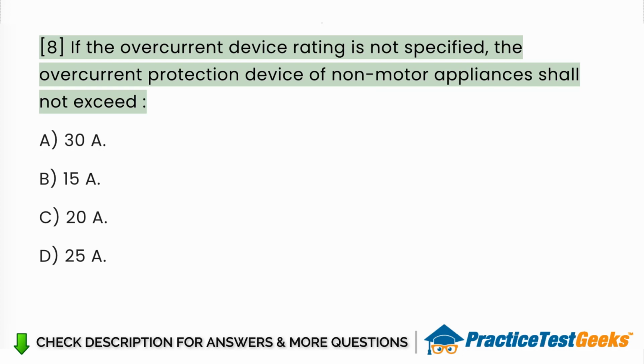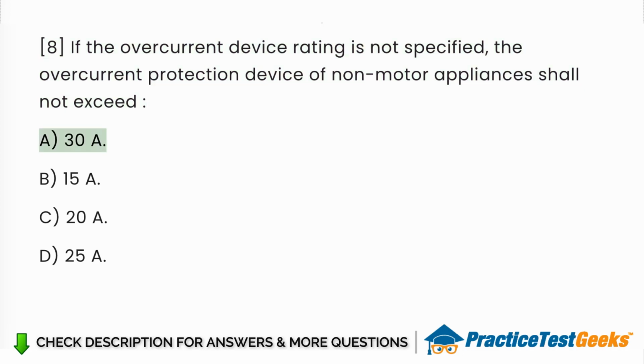If the overcurrent device rating is not specified, the overcurrent protection device of non-motor appliances shall not exceed A. 30A. B. 15A. C. 20A. D. 25A.